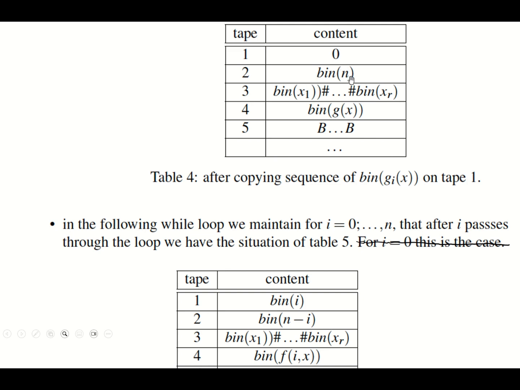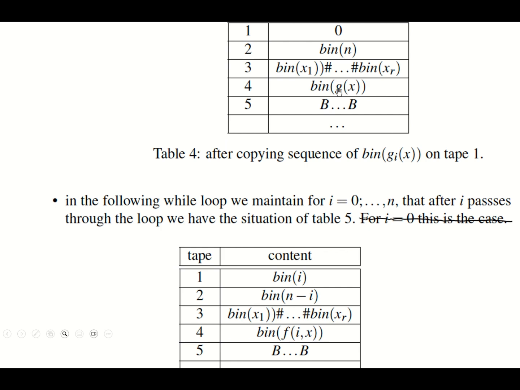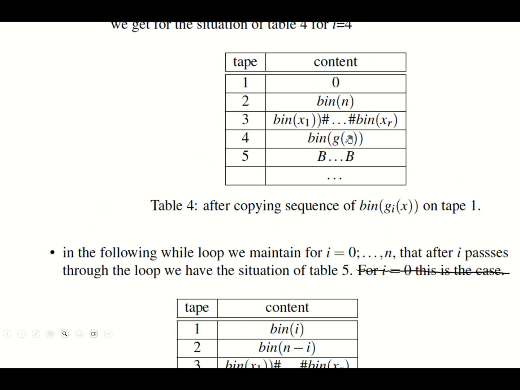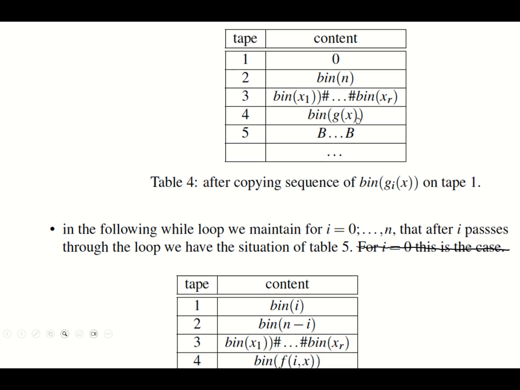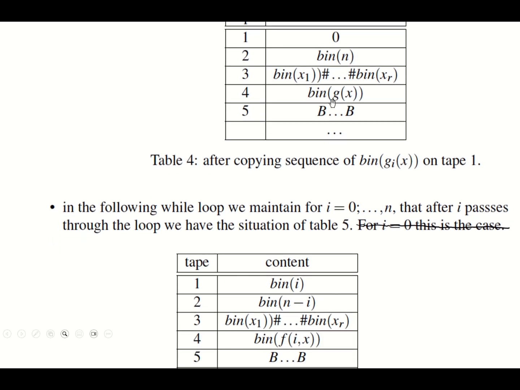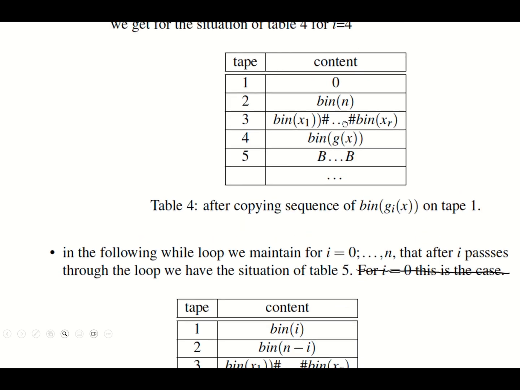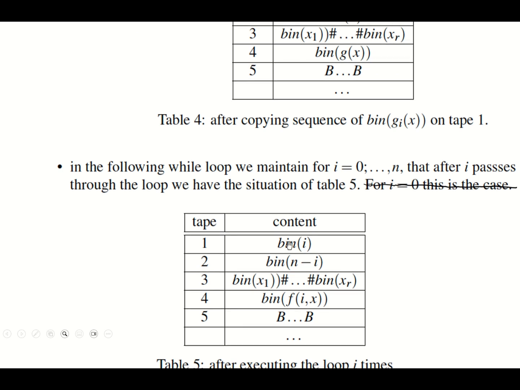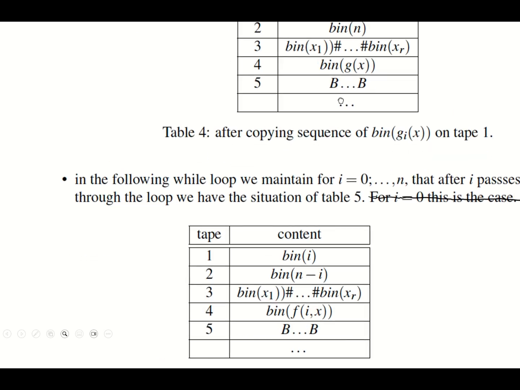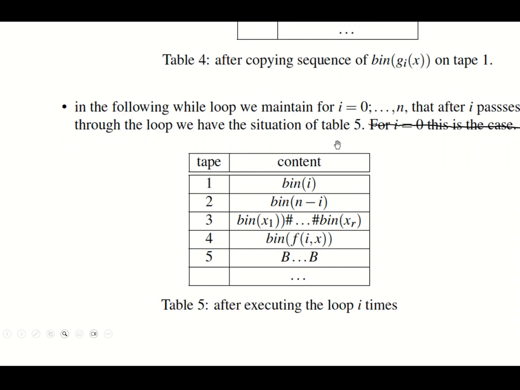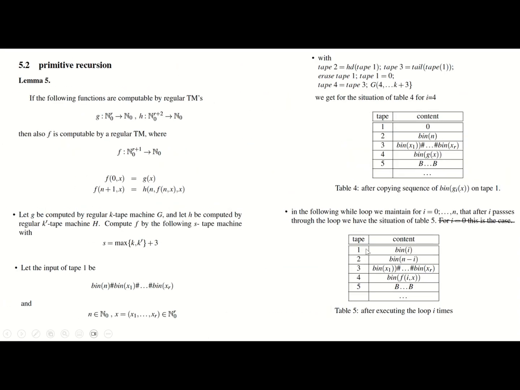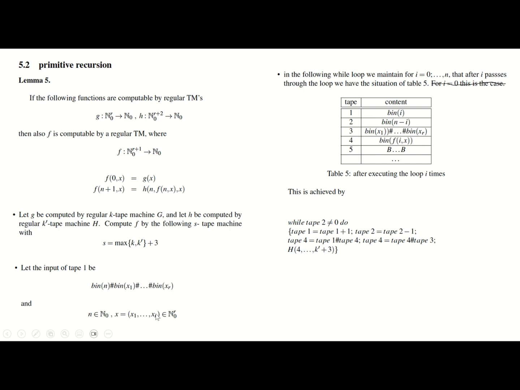I will decrement this by 1, and I will compute f1x. Because what's written here is 0, n, and f0x. So f0x is computed on tape 4, and now I want to compute f1x on tape 4. For that, I increment this, I decrement this, and then I compute f1x. But how do I do this? This is what I want to achieve, and this is how I achieve it.